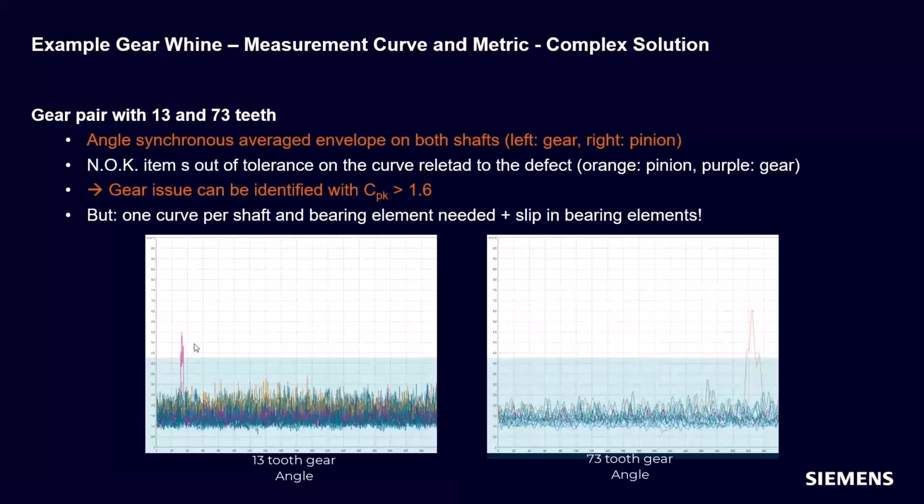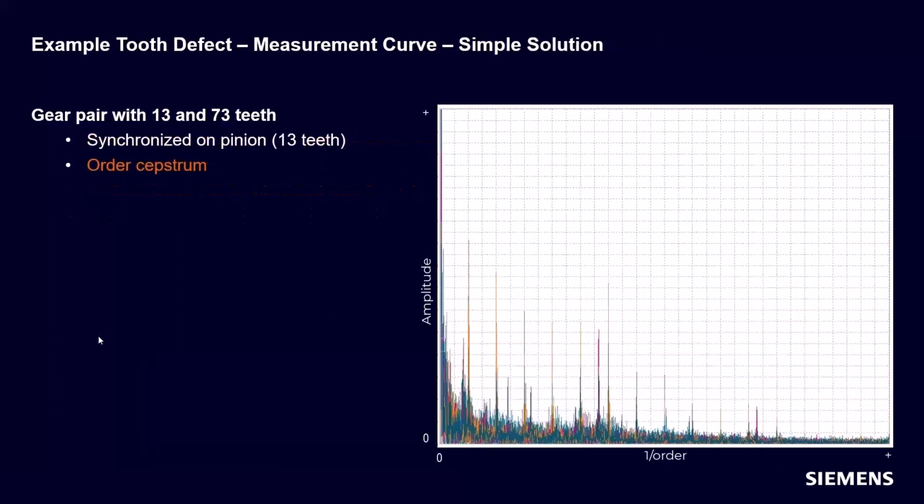You have a smearing in the spectrum, and you also have a smearing here in the synchronous signal. And if you try to average this, it will disappear. So therefore, let's give the Cepstrum a try. What you see here is an order Cepstrum. Of course, we take the order spectrum as a basis, and this again is synchronized on the pinion with the 13 teeth. And we see here with a distance of 1 divided by order, the peaks from the orange example.